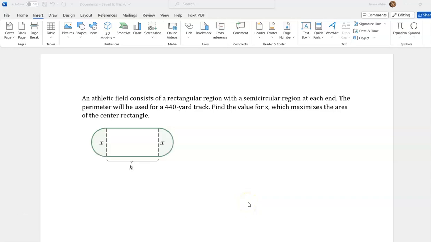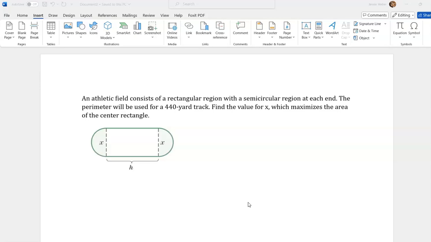We have an athletic field consisting of a rectangular region with a semicircular region at each end. The perimeter will be used for a 440-yard track. So in other words, the perimeter of this is 440 yards. Find the value for x which maximizes the area of the center rectangle.